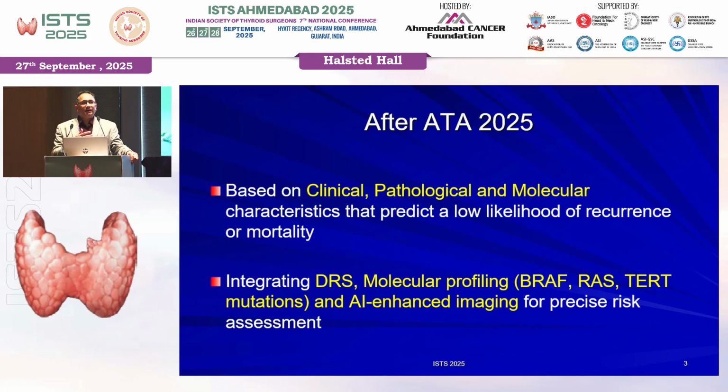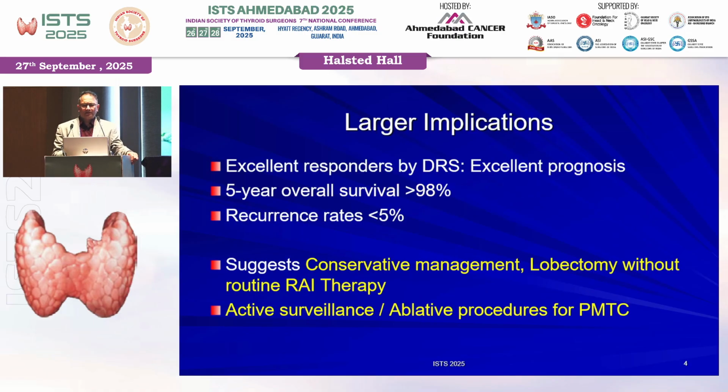But after ATA 2025, there have been suggestions that you will have to incorporate molecular characteristics also, apart from the clinical pathological characteristics. Based on all three criteria, you should have a low likelihood of recurrence or mortality, and that is the basis of the classification of a low risk DTC. Of course, the ATA also talks about dynamic risk stratification, molecular profiling, which it suggests can be considered, and AI enhanced imaging of ultrasound that has to be incorporated, which is something that at least the majority of us may not be doing in regular practice.